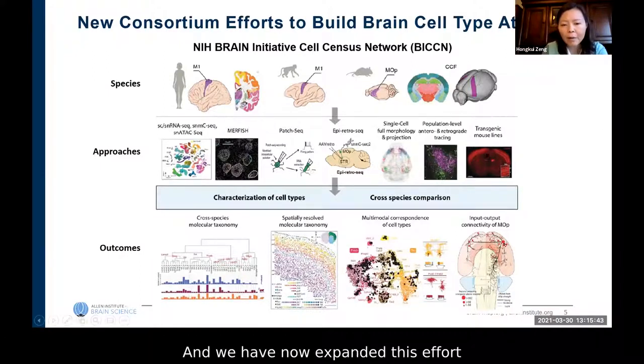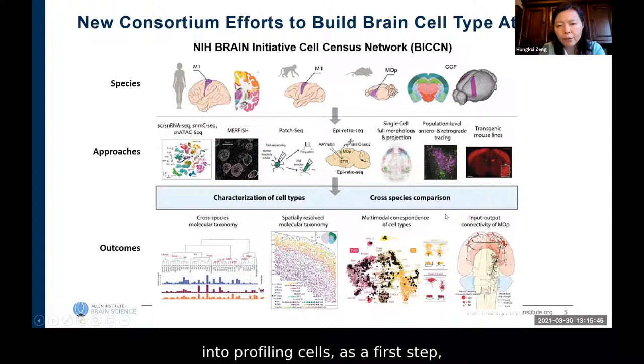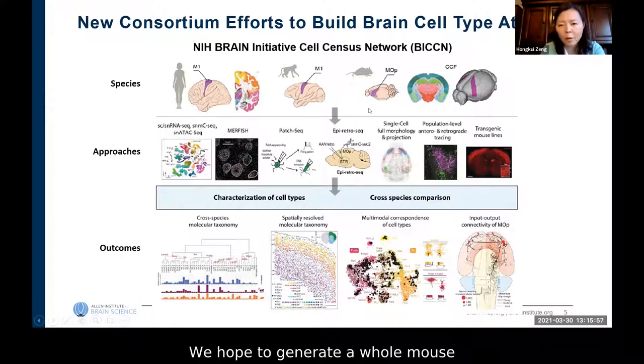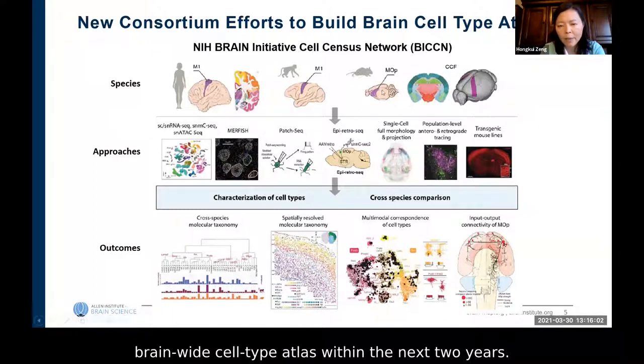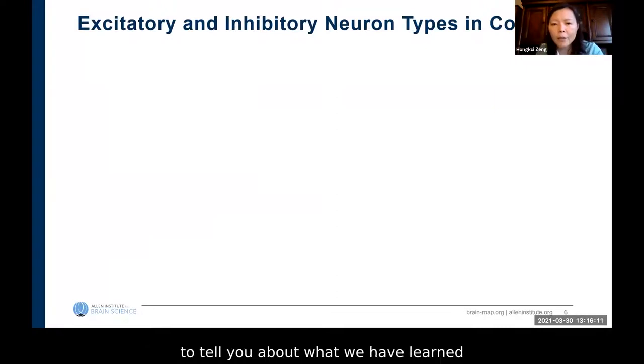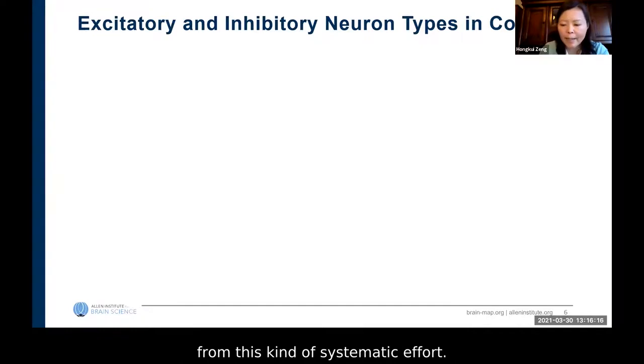And we have now expanded this effort into profiling cells, as a first step, across the entire mouse brain. And we are making really great progress in that. We hope to generate a whole mouse brain-wide cell type atlas within the next 2 years. So with that, I want to tell you about a few specific studies to show what we have learned from this kind of systematic effort.